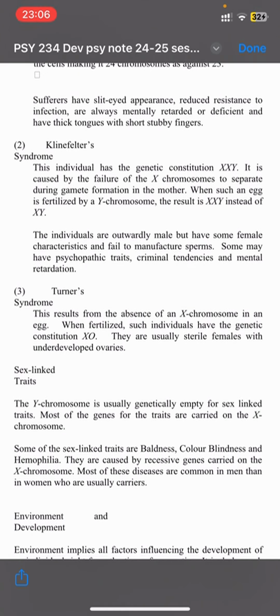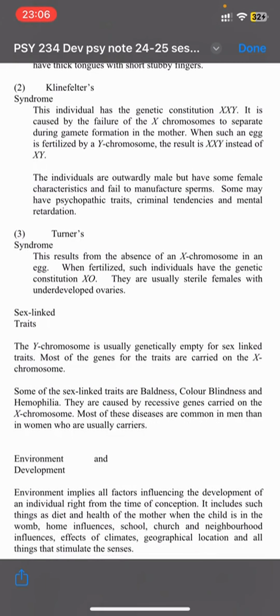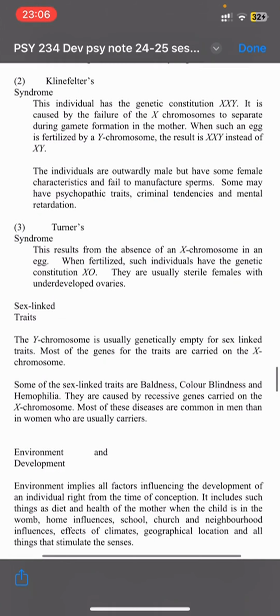Now, sex-linked traits. The Y chromosome is usually genetically empty for sex-linked traits. That means the Y chromosome cannot carry any sex-linked traits. Most of the genes for the traits are carried on the X chromosome. Some of the sex-linked traits are baldness, colorblindness, and hemophilia. They are caused by recessive genes carried on the X chromosome. Most of these diseases are more common in men than in women, who are usually carriers.